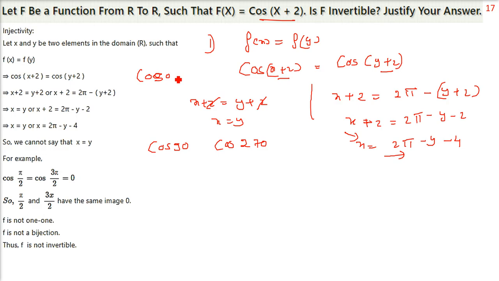Because we know cos 0 is equal to 1, cos 90 is 0, and then we have cos 180 degree, that becomes negative 1. Then also you can add cos 270, which will be, again, 0. So you get both the values as 0, but the thetas are not same. So pi by 2, 3 pi by 2. That is, x is not equal to y. So it is clear that it is not even one-one. When it is not one-one, we will not check for surjective because it is not bijective.